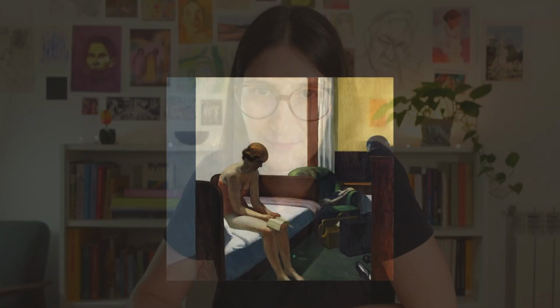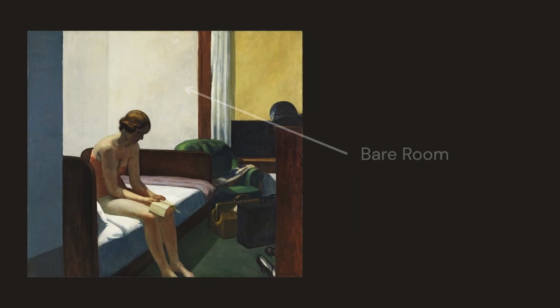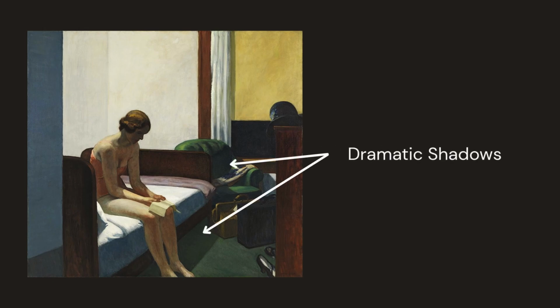Light in Hopper's works is rarely just another element. It is a psychological driver that, along with the framing, adds a very cinematic vibe to the paintings. The room is lit with a cold, stark, artificial light coming from an unseen overhead source. It exposes the barrenness of the room and casts dramatic shadows across the scene.